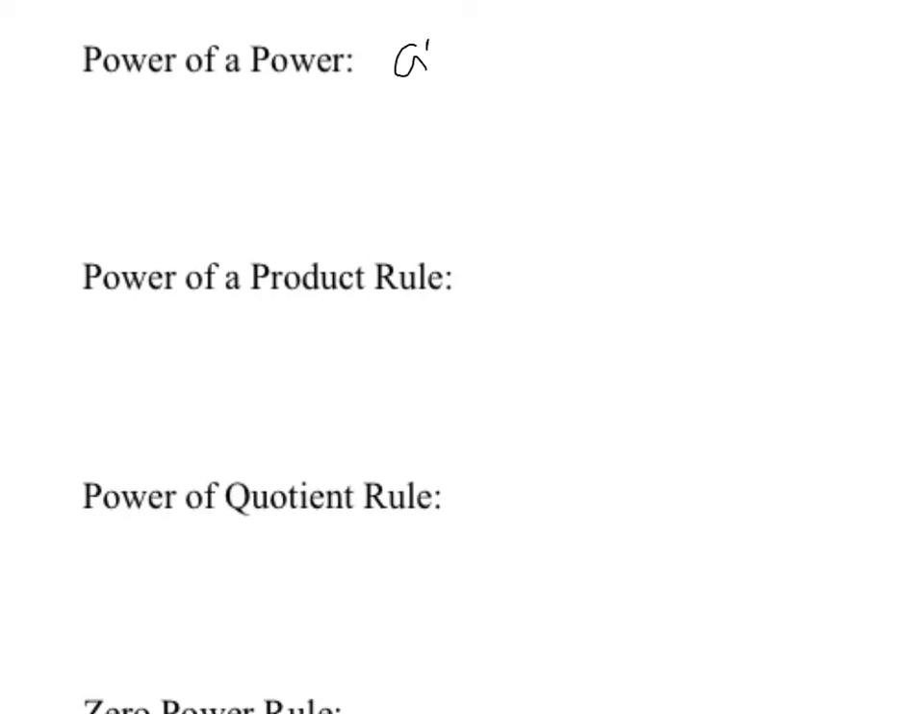algebraically is a to the m power raised to the n power. In this case, we would take the two powers and multiply them. Unlike when we had two like bases being multiplied where we would add exponents, here we have a power raised to a power, so we multiply them.